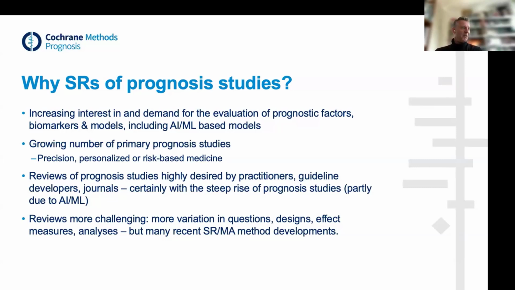So that means, since we have hardly any time to read anymore, and the only thing we read is probably social media and TikTok, the short news flashes to stay alert and up to date, let alone that we are going to read all these primary studies on therapeutic studies, DTA, and prognosis studies. So reviews of prognosis studies is highly desired, not only by us, but also by practitioners, guideline developers, journals. And as I said, certainly given the steep rise of primary prognosis studies, also due to AI and ML, we have to embark even more than we did now on how to do reviews of these primary studies.